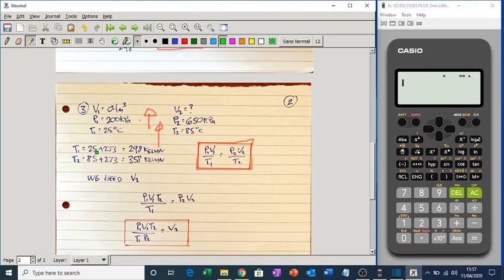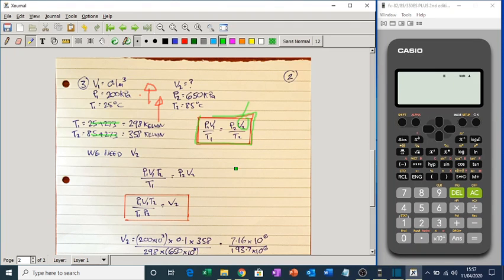First thing we've got to convert is these into Kelvin. So 25 plus 273 will give you that. And 85 plus 273 will give you that. So they're the numbers we're using. That's the formula. Obviously we need V2.